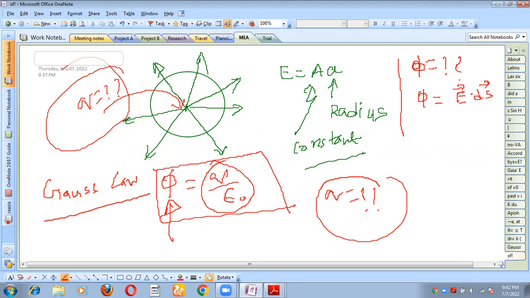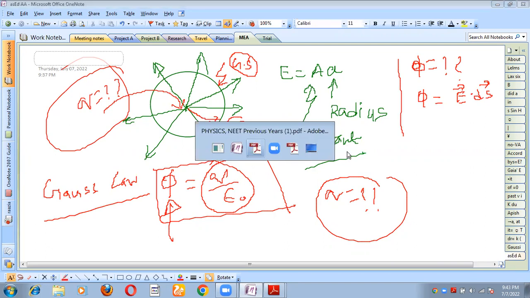Now, suppose the radius of this sphere is A. So this will become the Gaussian surface, and we have to apply Gauss law over this surface. Whenever you apply Gauss law, you must find the Gaussian surface. Here the Gaussian surface will be a spherical surface of radius A. It's obvious, since we have to find the charge enclosed within the sphere of radius A. That is also clear.